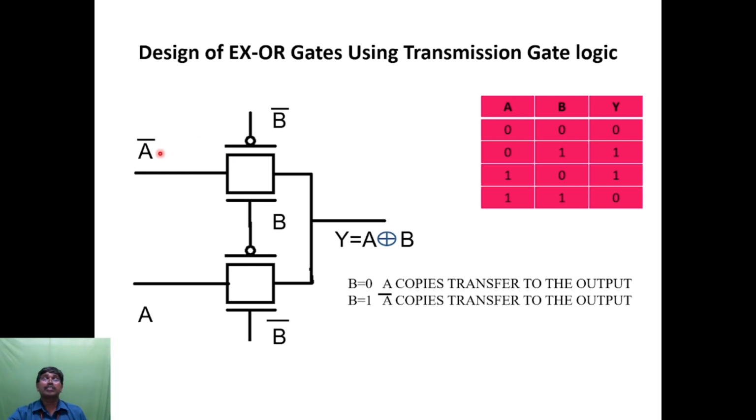Now here it is A bar. A bar means A is equal to 0 gives 1 transferred, and if A is equal to 1, then 0 will be transferred. So based on the truth table, we have to design an XNOR gate using a transmission gate. Here B is a control input and A is a data input. When B is equal to 0, A is copied and transferred to the output, and when B is equal to 1, A bar is copied and transferred to the output.